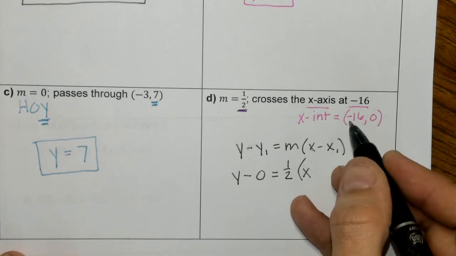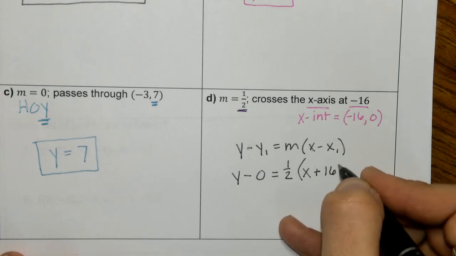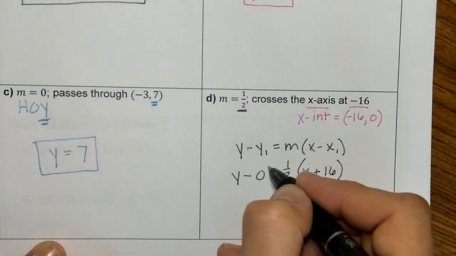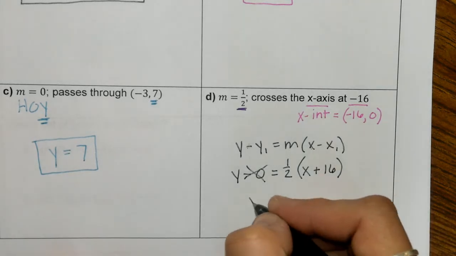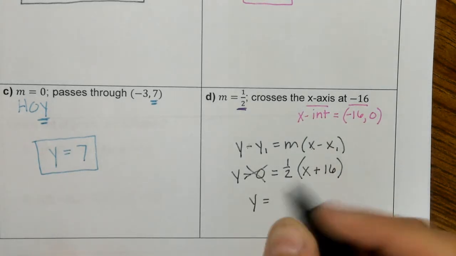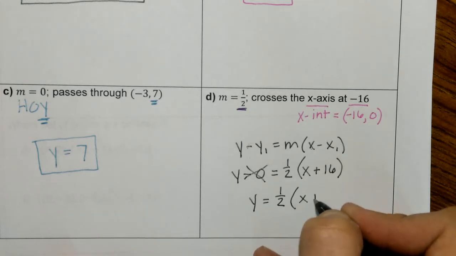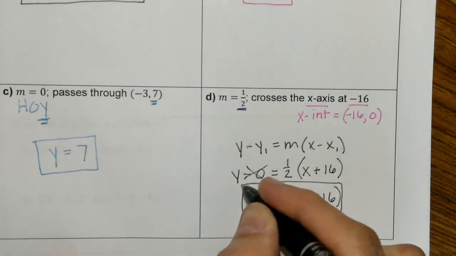Again, we're subtracting a negative, so we turn this to a positive. And in point slope, you change the sign of your coordinates when you plug them in. Okay? Now here, we don't need this right here, because we never say 5 minus 0. So it ends up going into just y equals 1/2 parentheses x plus 16. And that is it for that one.